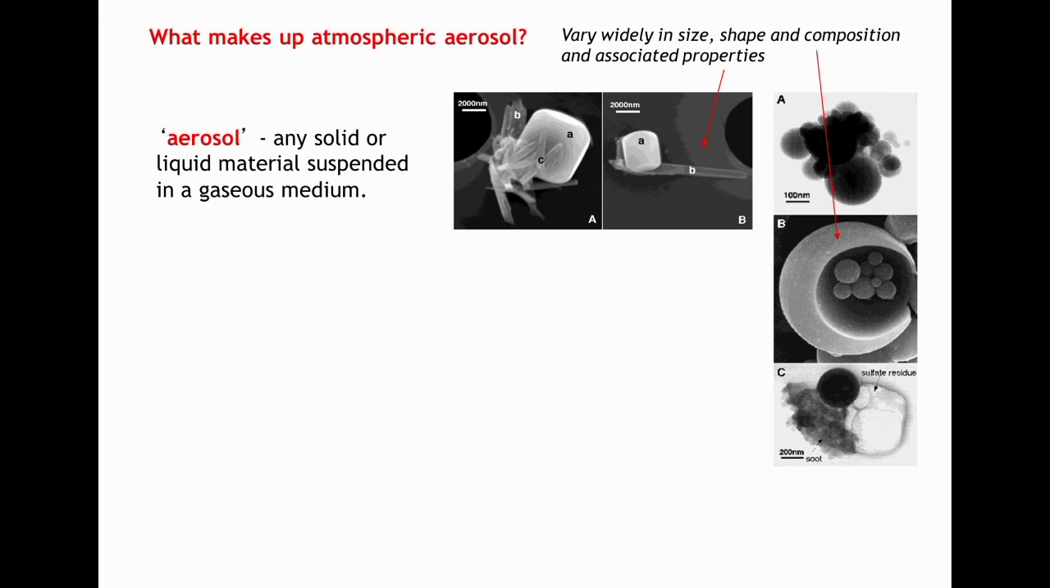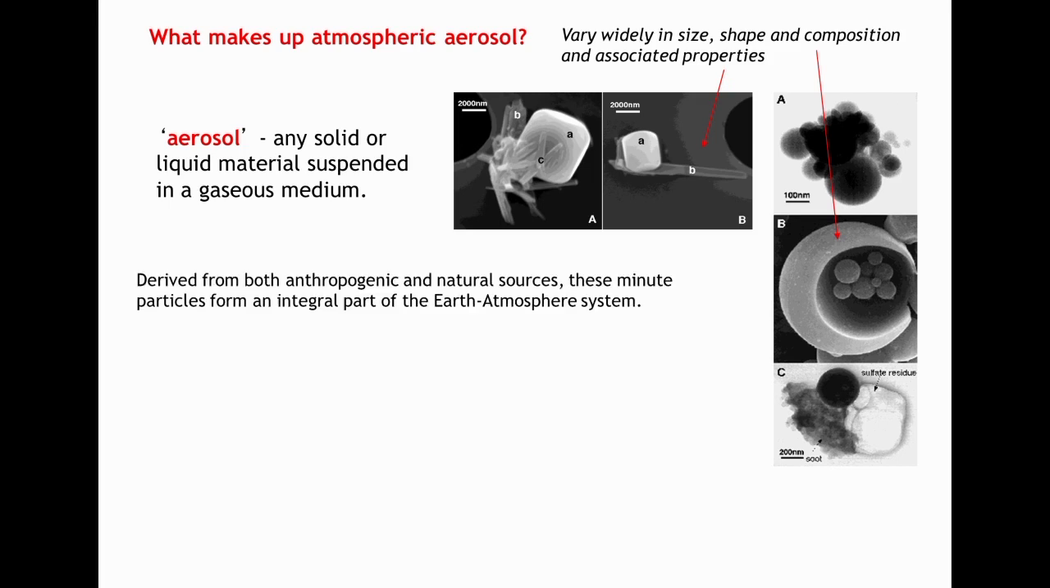However, they're not all the same size, and they're not all the same shape, and they're not all the same density. So we need to be aware that you can have a whole range, particularly of solid particles in the atmosphere. You can see salt particles on the top left-hand side, and mineral dust. There are combustion particles on the right-hand side, and mixed combustion and sulfate particles at the bottom on the right-hand side. All of these can exist in a mixed way in the atmosphere, from both man-made and natural sources. They're an integral part of the Earth atmosphere system because they're everywhere, and you don't ever get anywhere in the atmosphere where there are no particles.